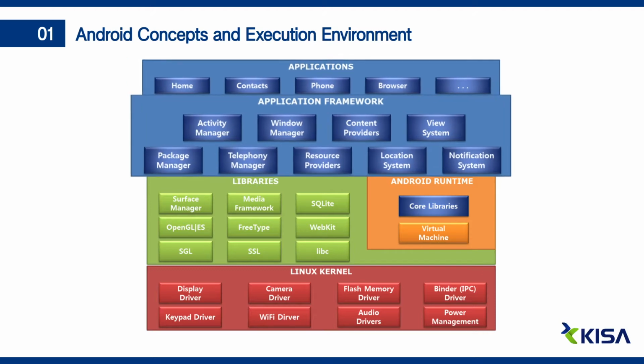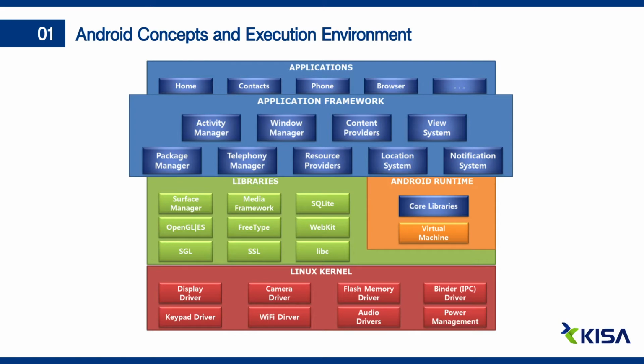The application framework layer is an area that provides APIs for application development. The API allows developers to express buttons or text on the screen and access data of other applications, such as address books. This layer also provides APIs for managing the lifecycle of applications.